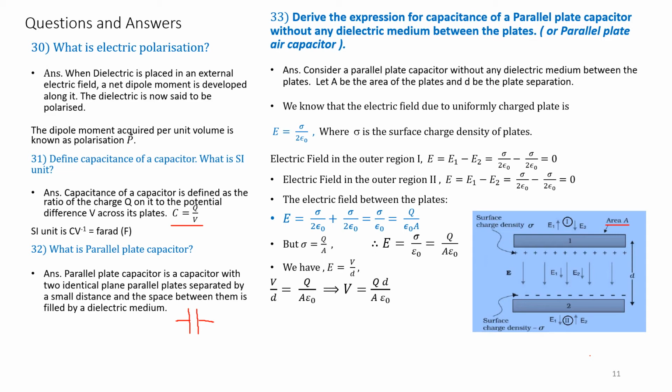We also know E is equal to V by d, that is potential by distance. Therefore, substituting in this equation, V by d is equal to Q over A epsilon naught. So that becomes, simplifying, V is equal to Qd by A epsilon naught.